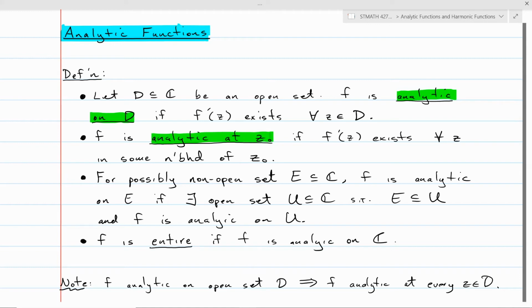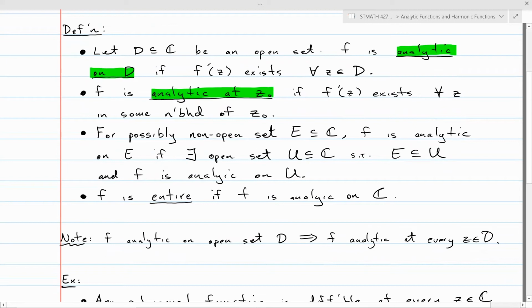So analytic is kind of like differentiability, right? But it's more than just differentiable at a point. When you say the function's analytic at a point, it really means that it's differentiable on an entire neighborhood of that point. And we've seen examples of functions that are differentiable at just a single point, and those kinds of functions are very degenerate. So analytic functions are the good ones that don't act so crazy.